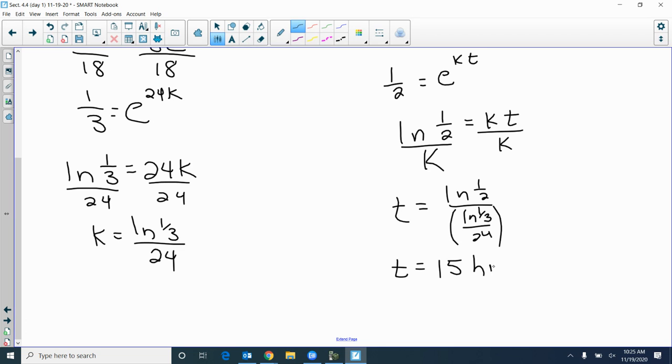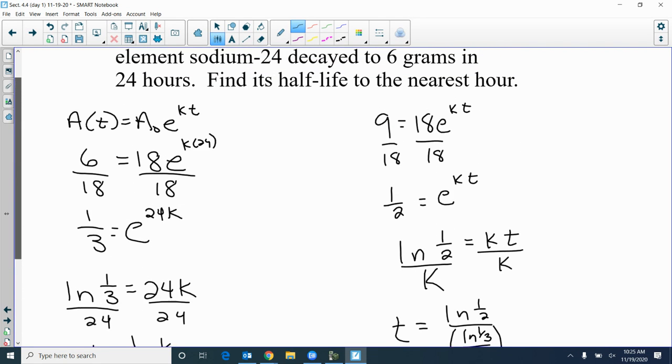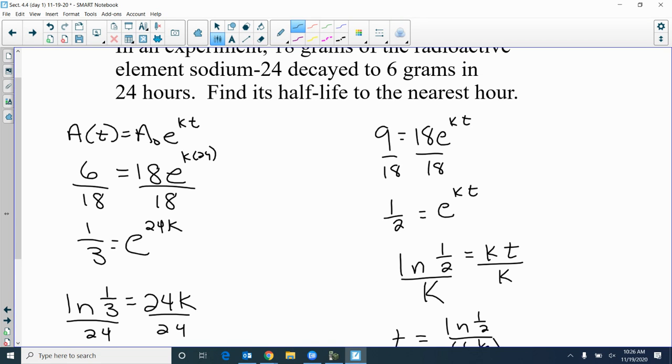So it said nearest hour, so we're going to go 15.1. Or excuse me, just 15. All right, so you get 15 hours for that one. Just kind of making sense here, if it decayed from 18 to 6 in 24 hours, it's got to be less than 24. So just common sense wise.